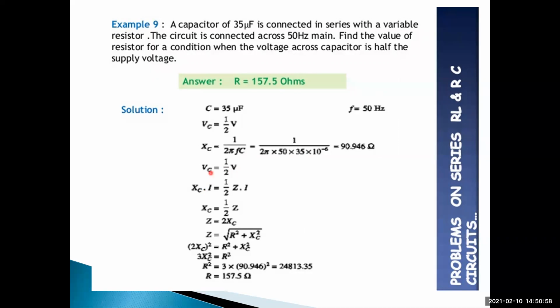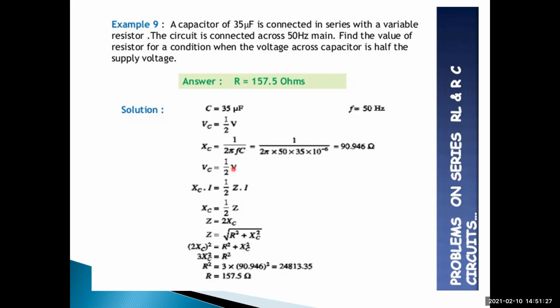So XC. V is the voltage across the capacitor. You know well, V is equal to I into R, and the same way, voltage across the capacitor, V is equal to I into XC. By using the relation, what is the voltage across the capacitor? It's current into reactance. VC is equal to I into XC, the voltage across the capacitor.